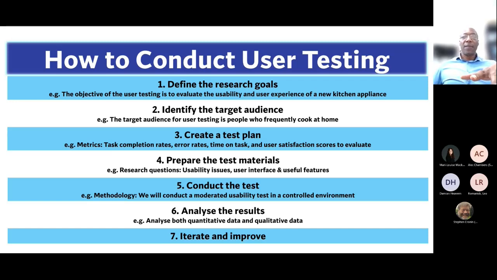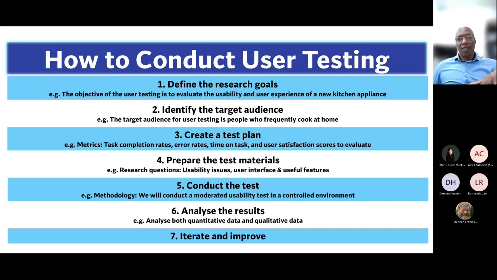Then we can go on to develop a test plan that outlines the research questions, the method or methods to use, the tasks that the participants will be asked to complete, and also the metrics that will be used to measure success. For example, for metrics we're going to use task completion rates, error rates, time on task, and user satisfaction scores to evaluate the usability and user experience of that kitchen appliance.